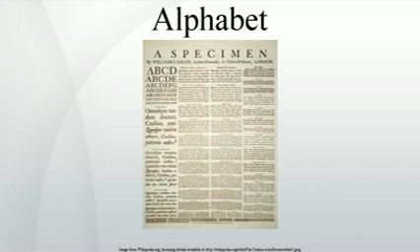Etymology. The English word alphabet came into Middle English from the late Latin word alphabetum, which in turn originated in the Greek alphabetos, from alpha and beta, the first two letters of the Greek alphabet. Alpha and beta in turn came from the first two letters of the Phoenician alphabet, and originally meant ox and house respectively.